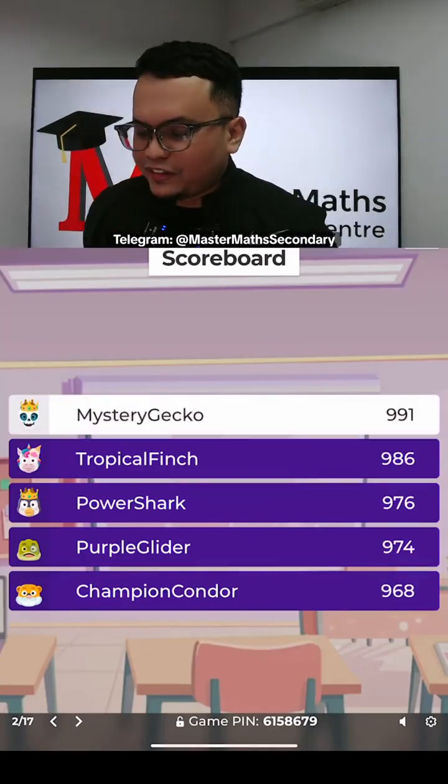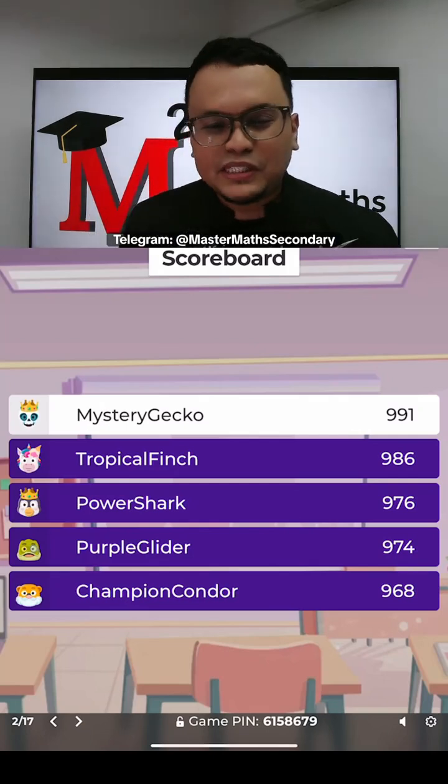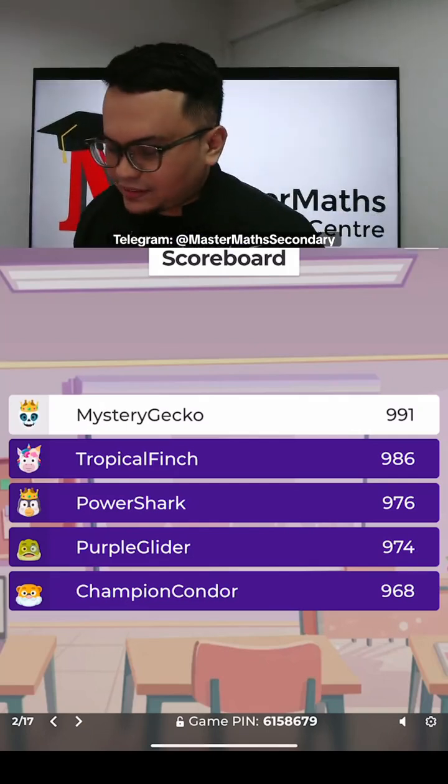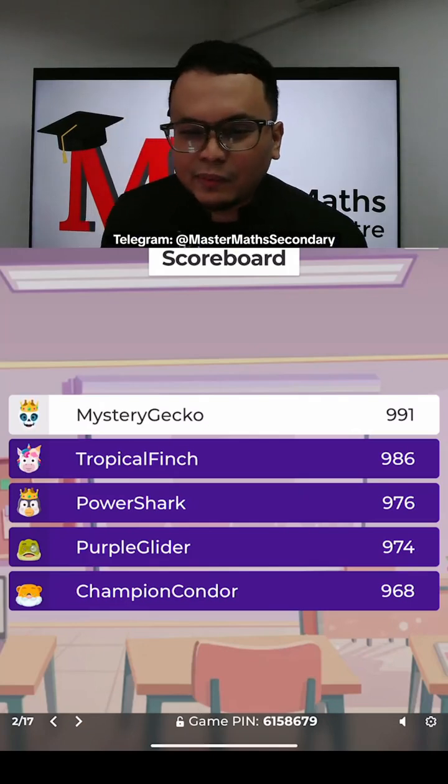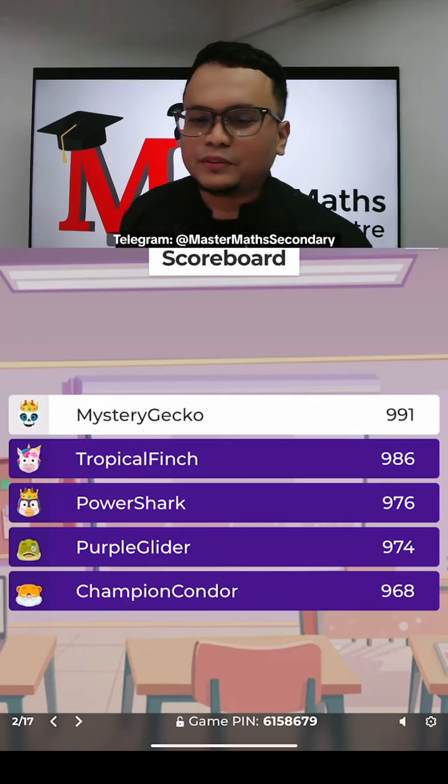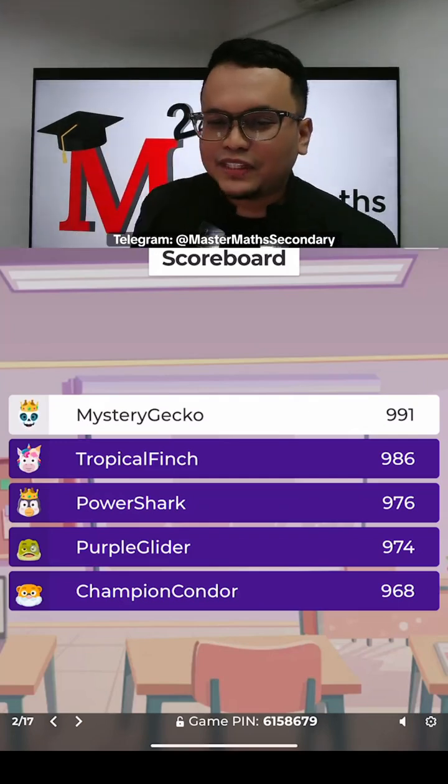After the first game, we have Mystery Gecko at the top place. Tropical Finch and Power Shark are second and third. Does anyone want to declare who's first, who's second, who's third? You want to type in the chat. I'm the first one, I'm the second one.